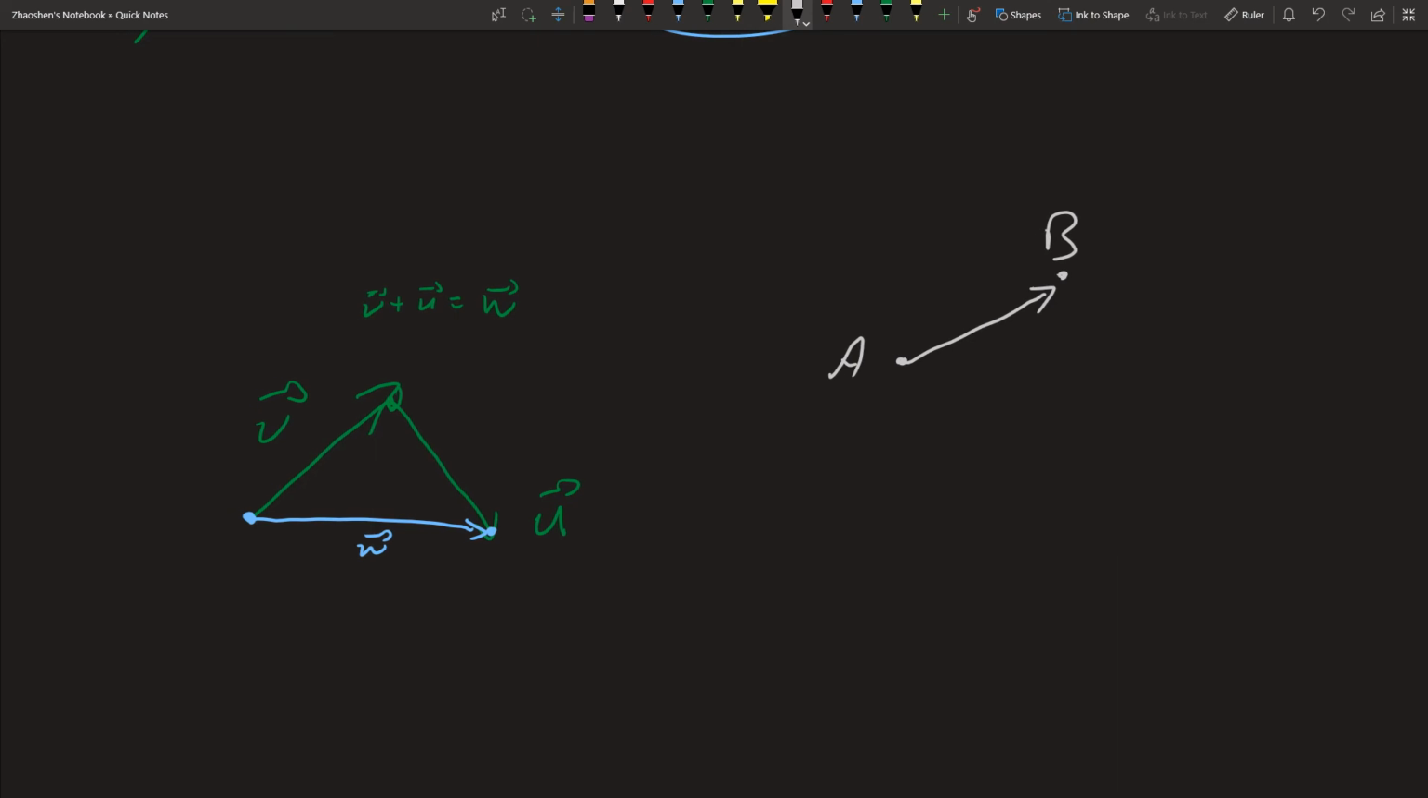Now, you move from point B to some other point C, right? So, in total, you move from A to B and B to C, you move from A to C, right? So that's why the triangle law works. It's very intuitive, so it shouldn't need that much explanation.